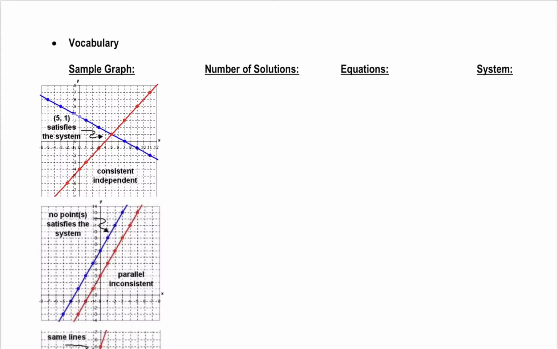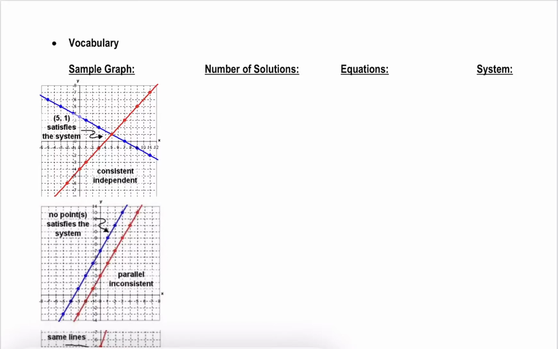So in the last video, we introduced the concept of solving a system of two linear equations, looking for what's common to both, by graphing two lines and looking for where they cross. Now what we want to do is talk about some vocabulary that is associated with solving systems. So we have three different situations that can happen.